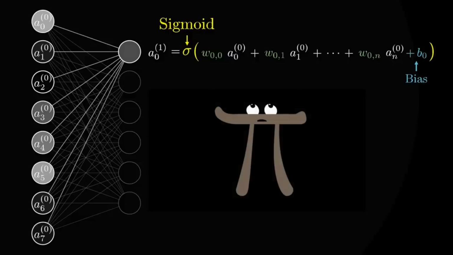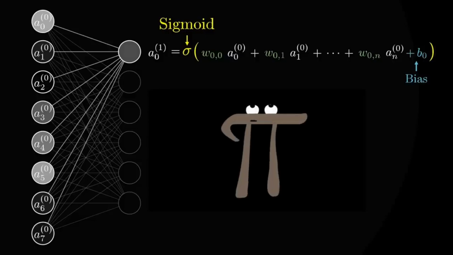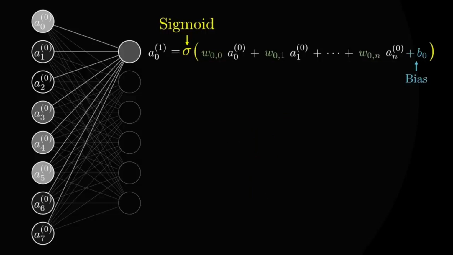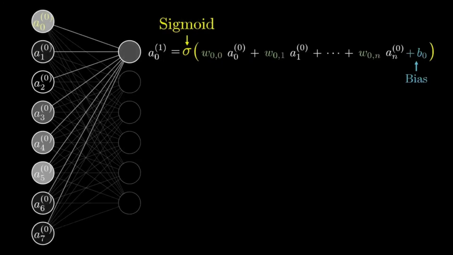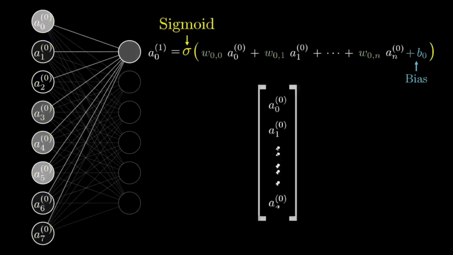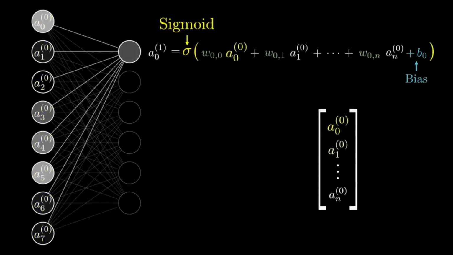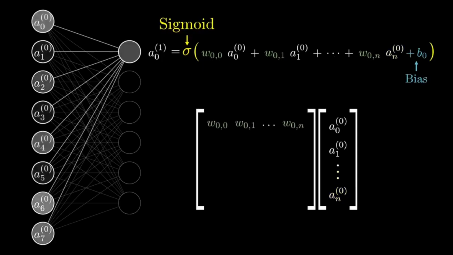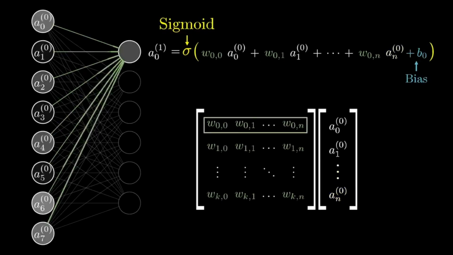So let me show you a more notationally compact way that these connections are represented. This is how you'd see it if you choose to read up more about neural networks. Organize all of the activations from one layer into a column as a vector. Then organize all of the weights as a matrix, where each row of that matrix corresponds to the connections between one layer and a particular neuron in the next layer.